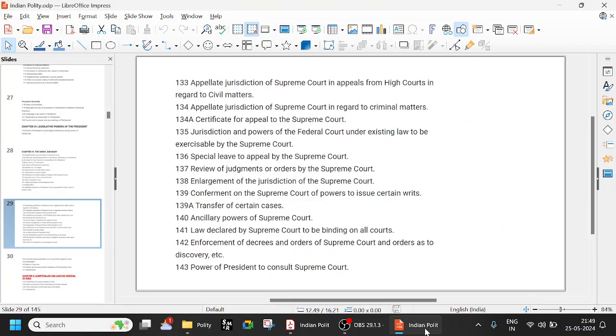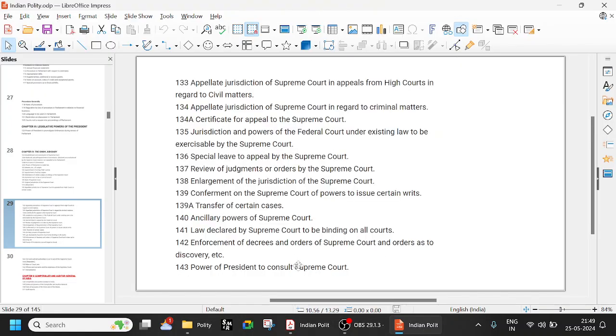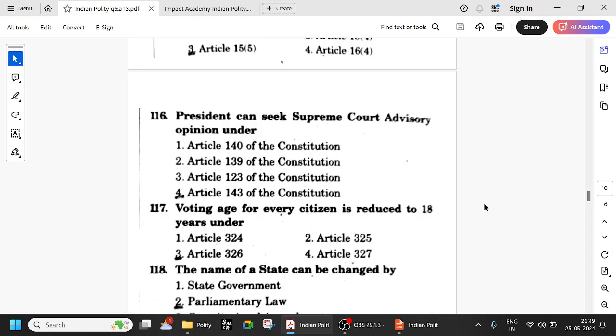140 will be the ancillary powers of the Supreme Court. Not very important. 139 is transfer of certain cases and conferment of power to issue certain writs. Not very important. But 123 is the ordinance making power of the President. Very important. 143 is advisory jurisdiction. Very important. 142 is also important, enforcement of decrees.